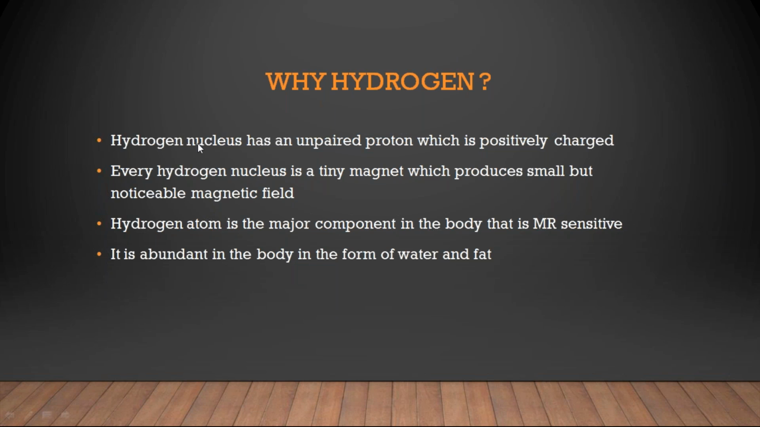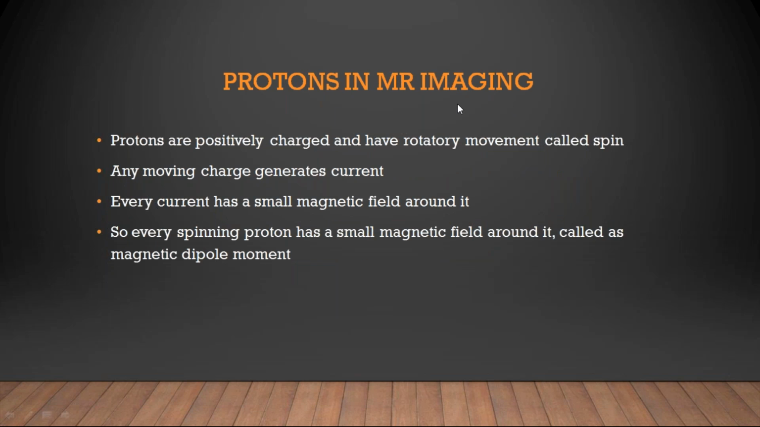Why do we choose hydrogen as the proton in MRI? Because there are different kinds of protons, calcium, phosphate, etc. present in our body. Why do we choose hydrogen? Because the hydrogen nucleus has a single positively charged proton. Every hydrogen nucleus is a tiny magnet which produces a small but noticeable magnetic field. The hydrogen atom is the major component in the body that is MR sensitive. It is abundant in the body in the form of water and fat. Because 70% of the body is composed of water, hydrogen is preferable to obtain MR imaging.